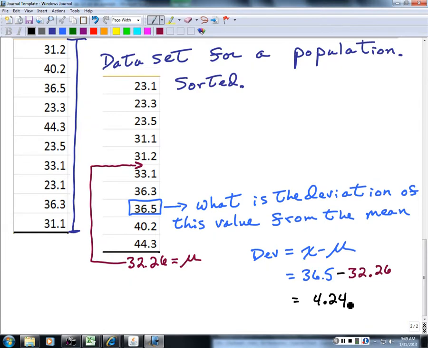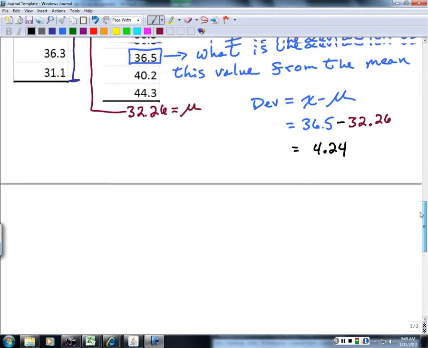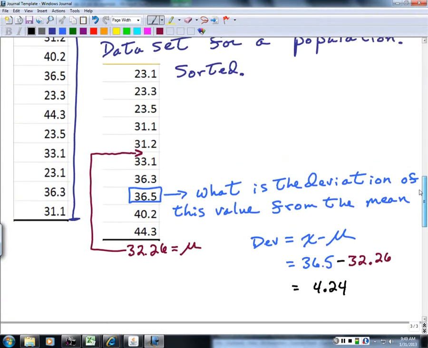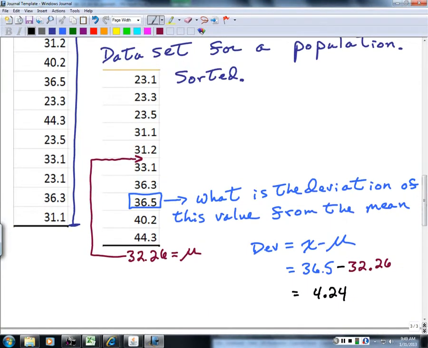Now, this is a positive value. What if I were to pick one of the values over here? Would that be a positive or a negative value? It's negative. So the deviation can be both positive or negative depending upon where the data value is located in relationship to the mean. And that's an important concept because at some point when we start doing analysis, we have to account for negative and positive values. Because if we have negative values, they're going to start to eat away at the positive values. And we don't want to have that.